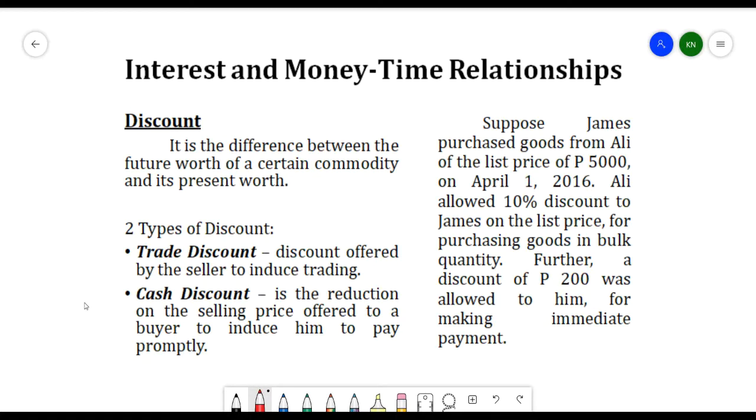So for example, if you are looking for a laptop in some stores, whenever you pay for the laptop in cash, full payment in cash, you'll get cash discounts for quite an amount of money. So those are examples of discounts.